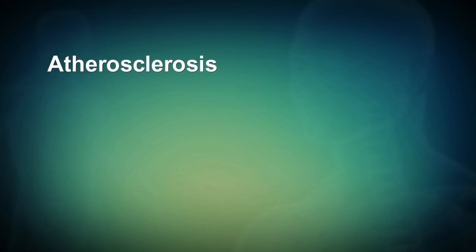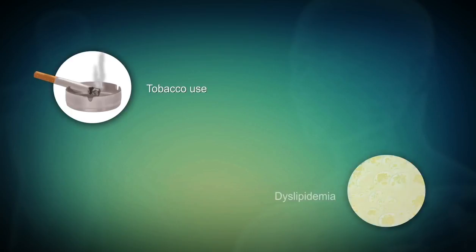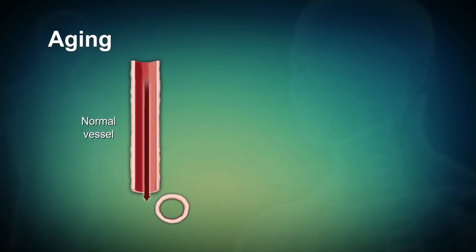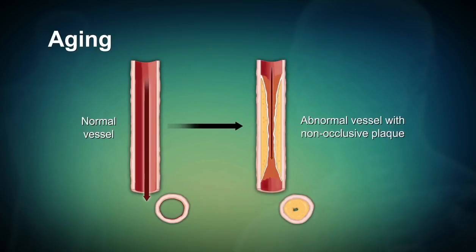Atherosclerosis is nearly ubiquitous in humans, but is accelerated by a variety of factors, including tobacco use, dyslipidemia, hypertension, diabetes, and simply aging. It transforms normal vessels to atherosclerotic vessels with plaque and narrowing.